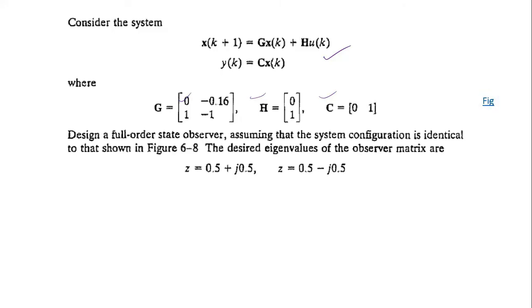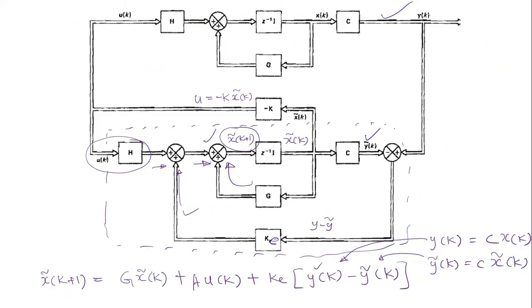What we are dealing with here is the same diagram which we saw before, where we had that error term coming, y of k minus y tilde, and then we multiply it with K. So this is actually the figure that I'm talking about. G, H matrix, C matrix is given, and we are asked to design an observer.